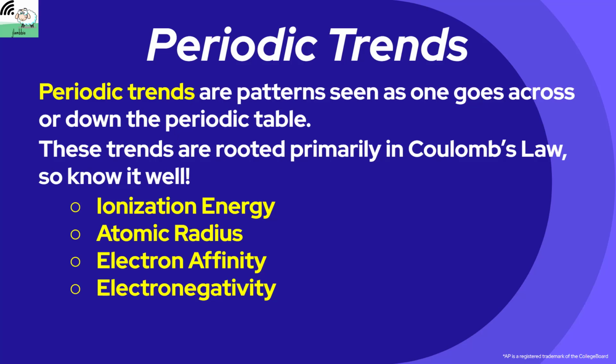If you're comparing two things in the same group, I want you to focus on the valence electrons being in a different energy level, right? If I look at lithium's valence electrons, they're in the second energy level, whereas sodium's are in the third and potassium's are in the fourth.